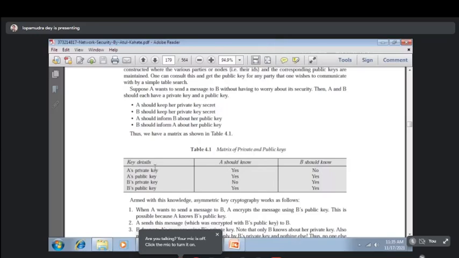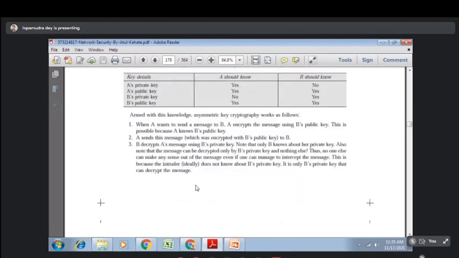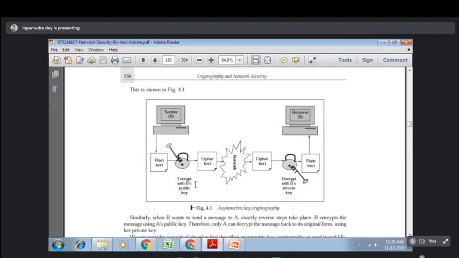You will not share the private key, but you will share the public key. This thing is given here. This is the sender, this is the receiver. Suppose you want to send data to the receiver. What will you use? You will use B's public key to encrypt. So the sender has the plain text, then uses B's public key.